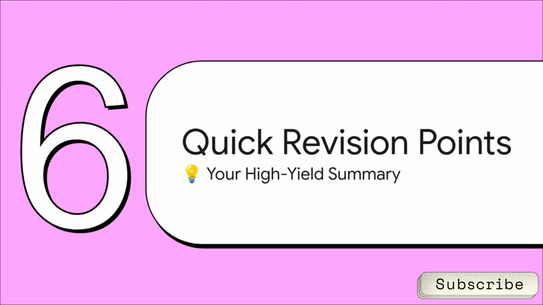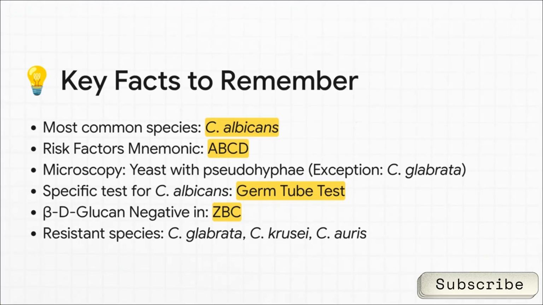Phew, we've covered a ton of information. So now for the most crucial part, especially for that last-minute cram session before your exam. Let's do a rapid-fire revision to make sure these key facts are stuck in your head. Okay, let's fly through this. Most common species, C. albicans. What are the risk factors? Think ABCD.